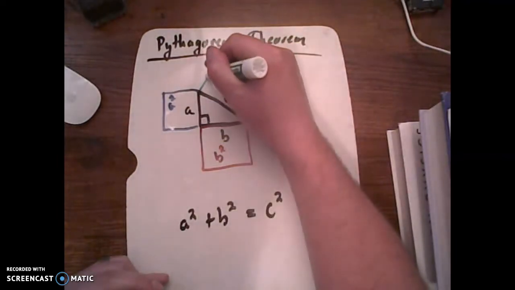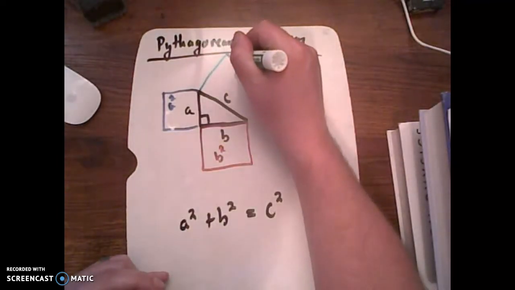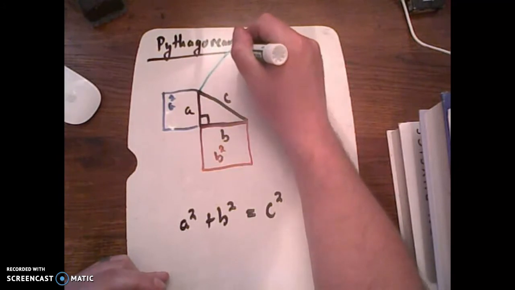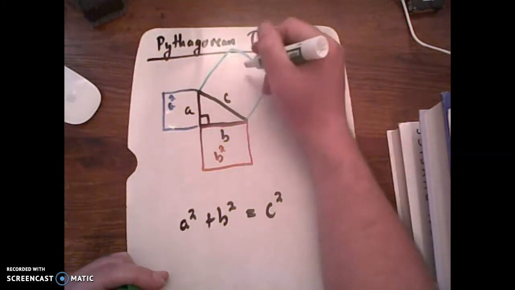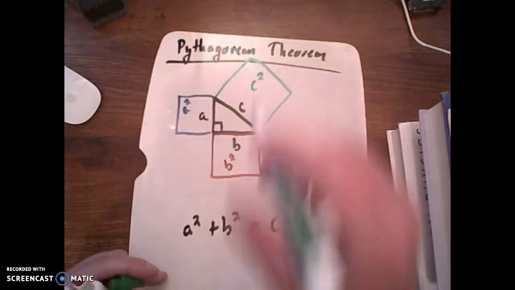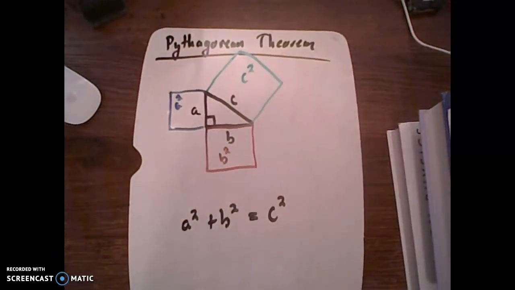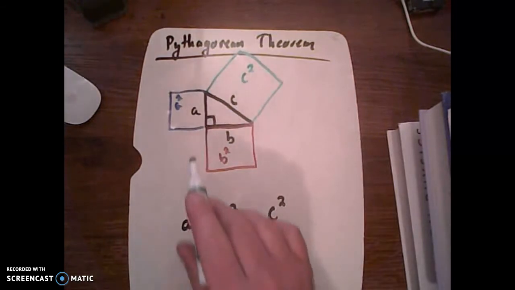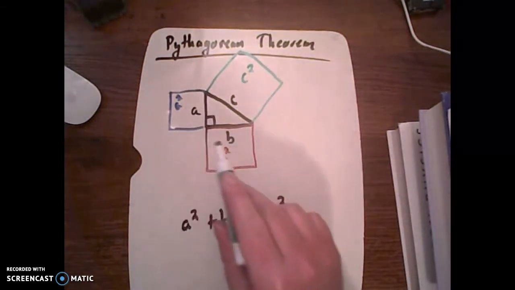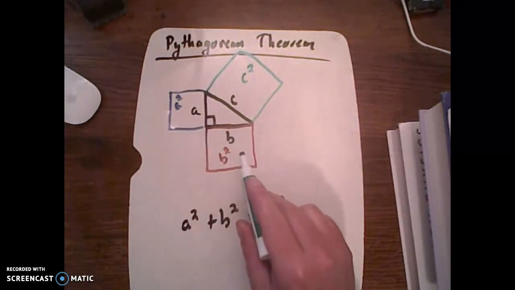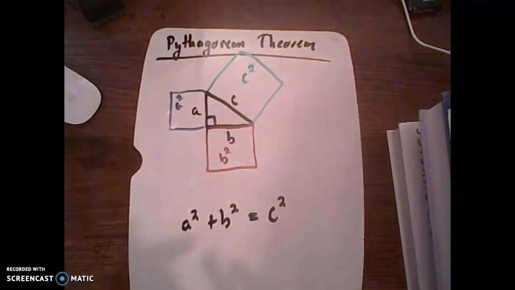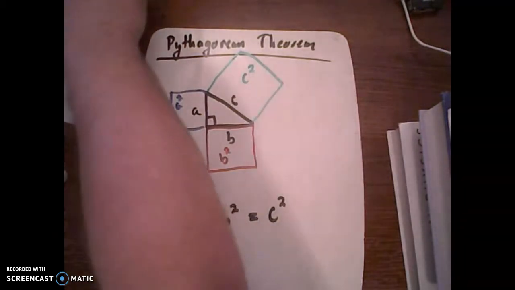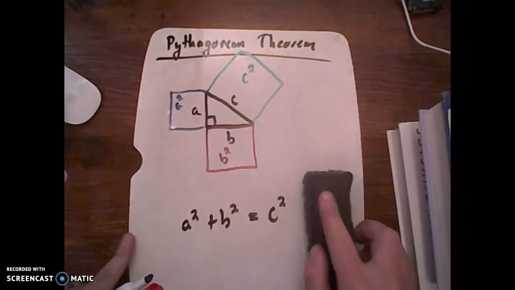Now if I think about a square with side length C, the area of this square will be c squared. So what the Pythagorean theorem says geometrically is that the area of this square plus the area of this square will always be equal to the area of this square. What I'd like to do now is give you a quick proof of the Pythagorean theorem. So don't be scared, it's very accessible.